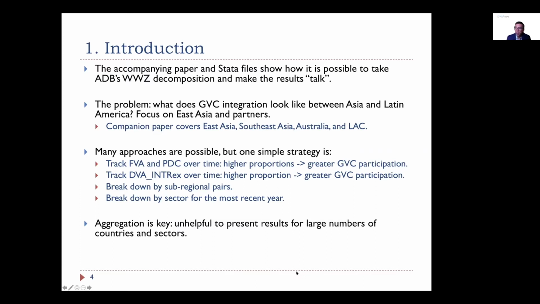So what problem am I trying to solve by doing this work? Basically, I want to answer the following question. What does GVC integration look like between Asia and Latin America and the Caribbean? In the paper, I look at East Asia, Southeast Asia, and Australia on the one hand, and then LAC on the other. It gets a bit repetitive to present all of that, so I'm just going to take one slice of the data, which is focusing on East Asia and its partners.